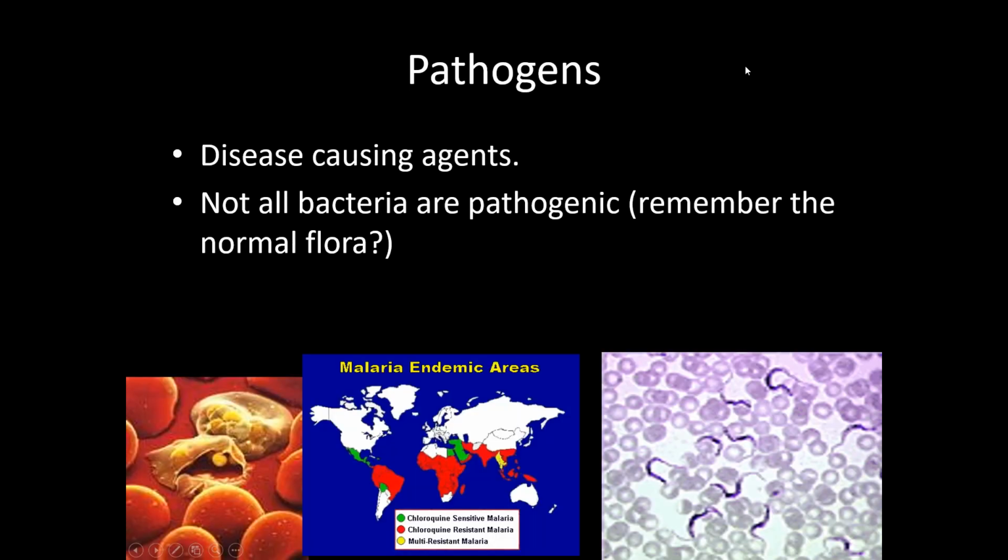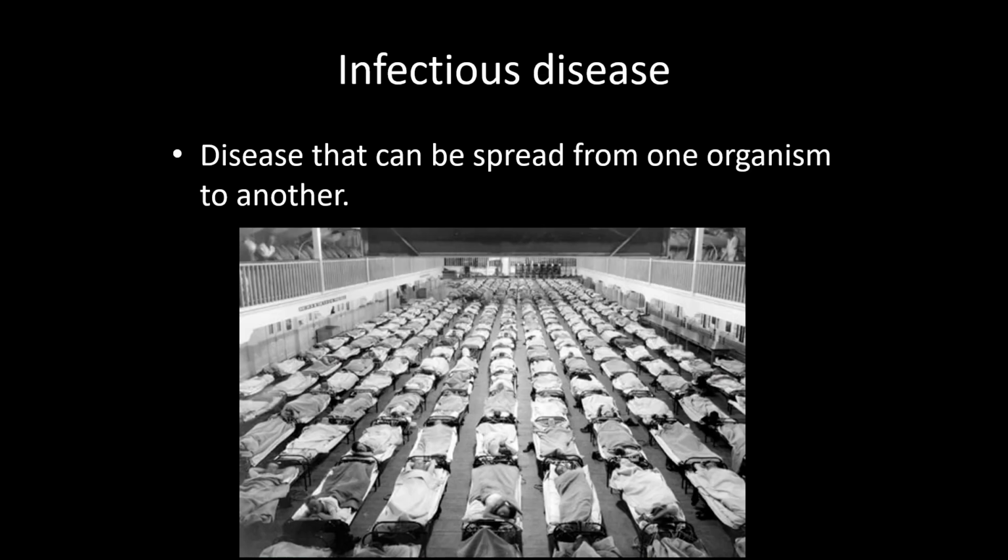Pathogens are disease-causing organisms. These are the ones that people usually think of when they hear that term microbiology. But again, it's very important that you understand only a small number of bacterial species are actually pathogenic. The vast majority of them could care less if you exist or not. Infectious diseases or communicable diseases are diseases that can be spread from one person to another or one organism to another. This picture, I could have found a more modern one at this point, but this picture is from the 1918-1919 Spanish flu epidemic.